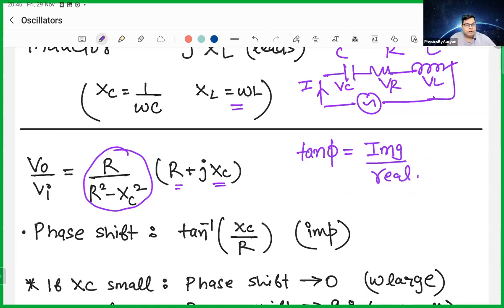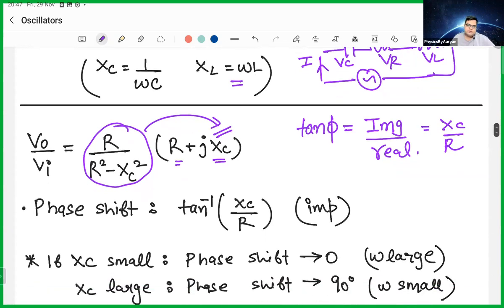I hope that you know this class 11th concept of complex numbers. What is an argument of a complex number? Argument of a complex number, tan phi is equals to imaginary part by real part. Imaginary part is what? Xc. Real part is what? R. Why are we ignoring this? Because it is getting multiplied with both real and imaginary. So when you divide them, it will cancel. So tan phi is equals to Xc by R.